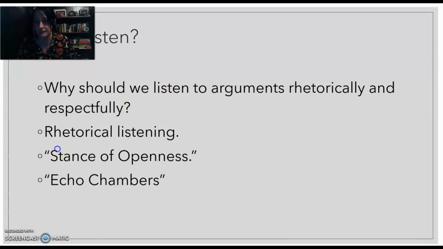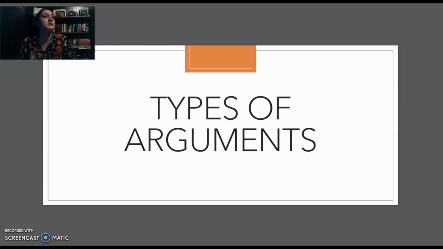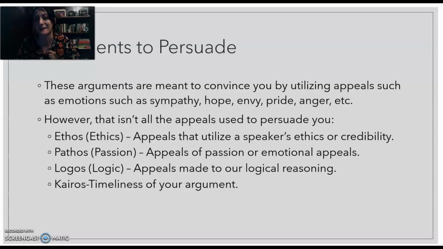So, let's continue. Let's go into types of arguments and see how people actually make some arguments, because that's the whole point, now that we know what arguments are and how to protect ourselves from bad arguments. So, as I said, all arguments are trying to persuade you. All language is persuasive. And so, whether they're utilizing hope, envy, pride, facts, statistics, or even your own credibility, they are trying to persuade you.